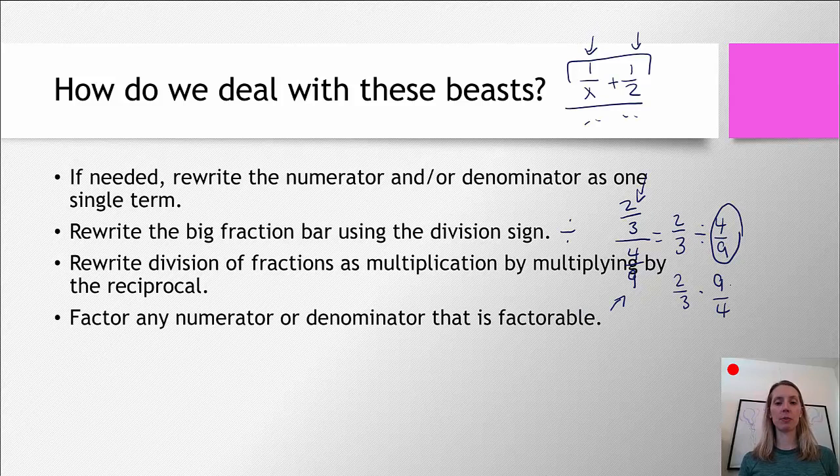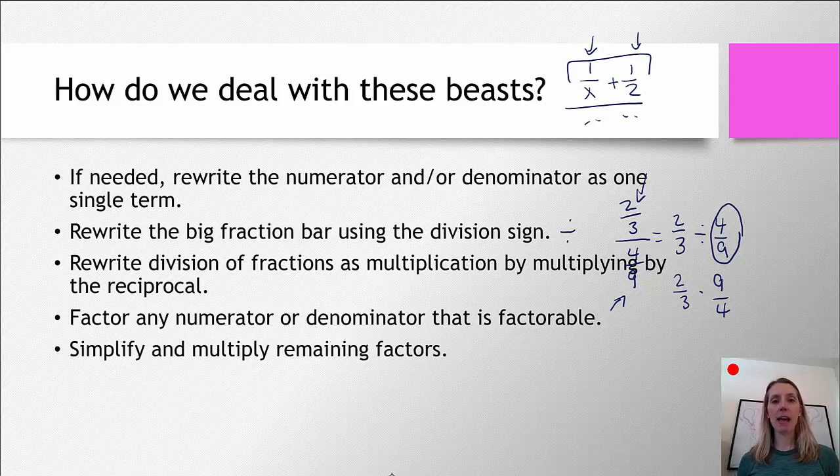Now that it's written as multiplication, and only now, we want to factor the numerator or denominator if anything is factorable. We're not talking about rational expressions here. These are just numbers, so we don't have to worry about factoring. But in any example where we do see variables, check to see if anything's factorable. Now let's simplify before we multiply.